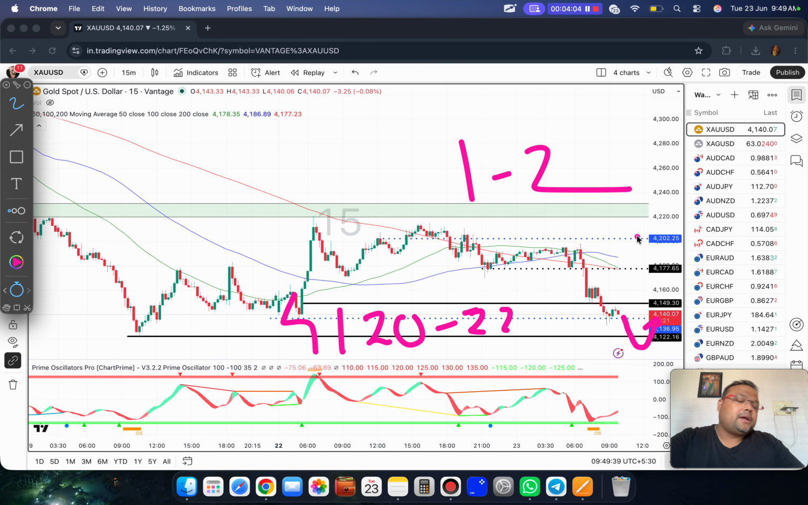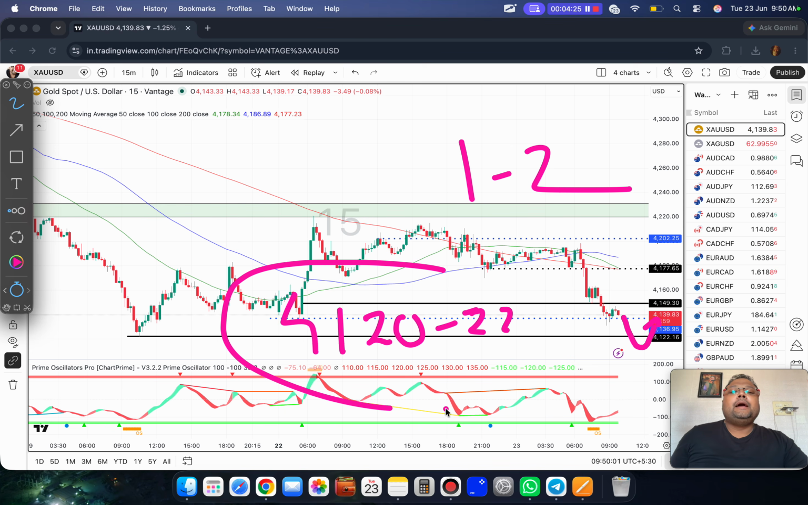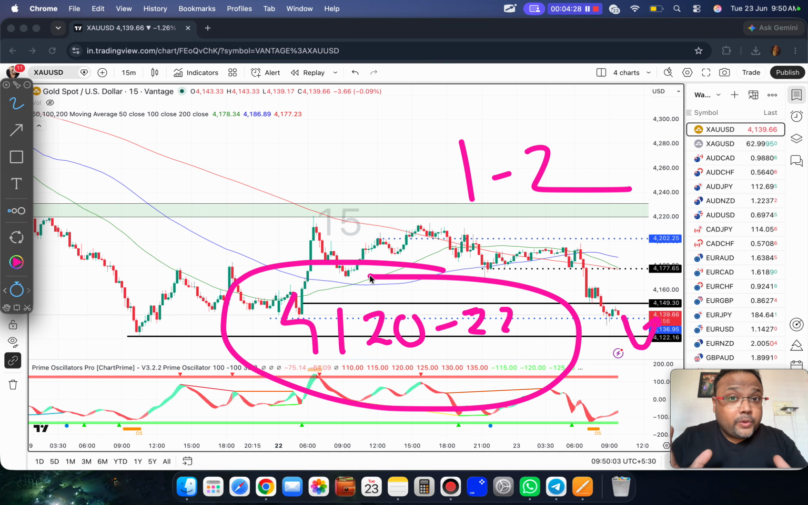But eventually market should be going down, means I'm looking for some selling opportunity here. But if you're a day trader, listen to me carefully. If you're a day trader, scalper, if you see that after some liquidity sweep, means after hitting 4115, 4112, market is going up, you can look for a buy around 4120 after liquidity sweep, means after hunting down stop losses when market will be going up.